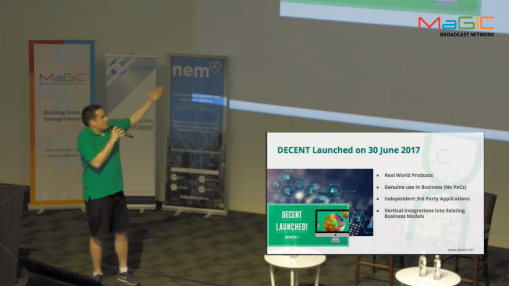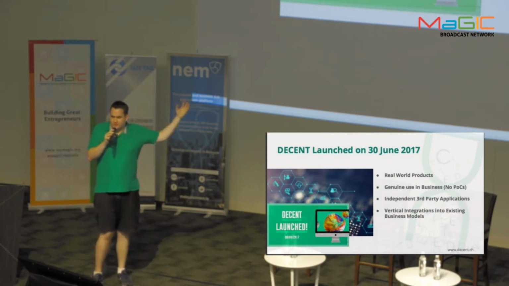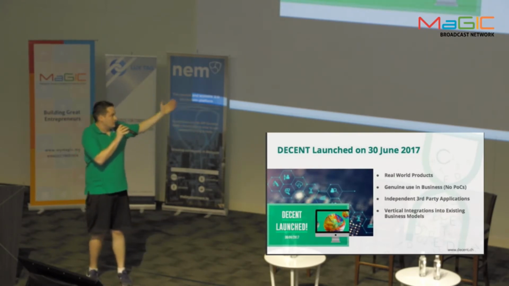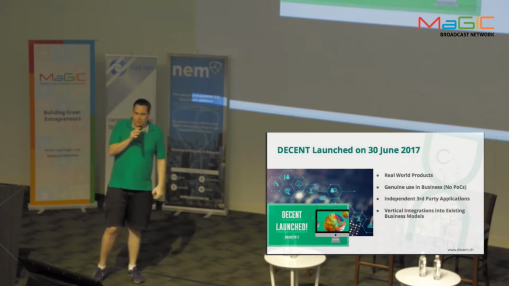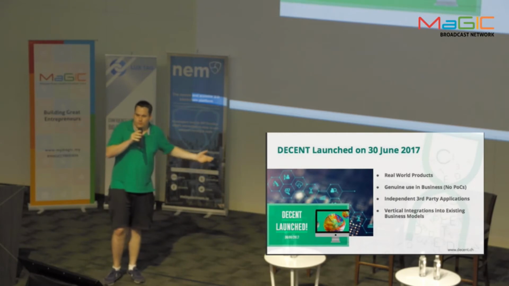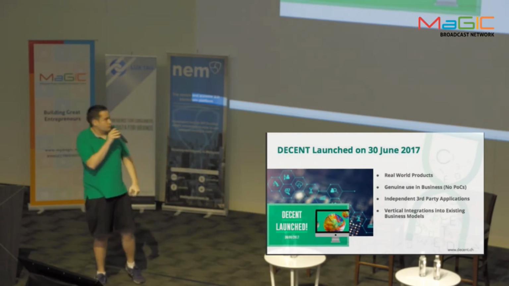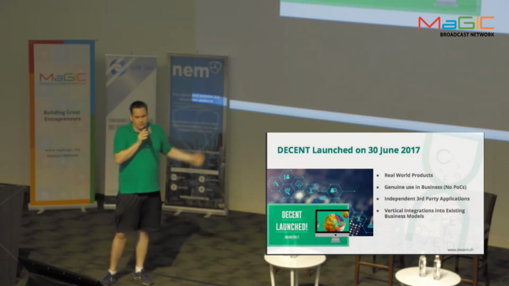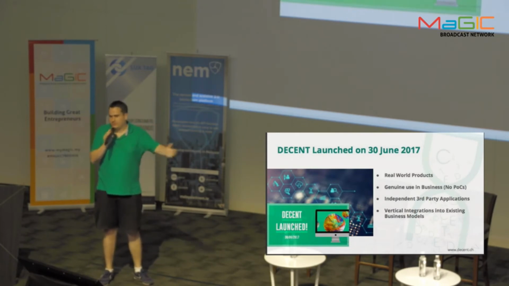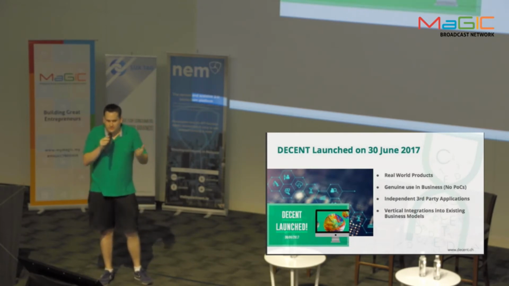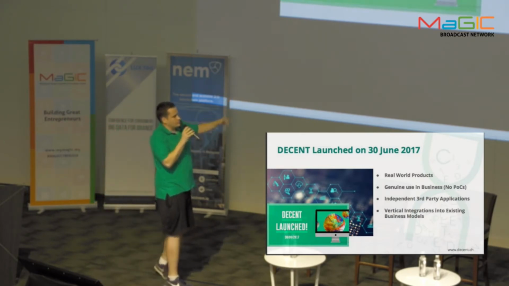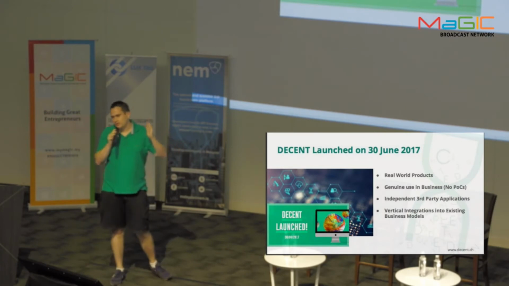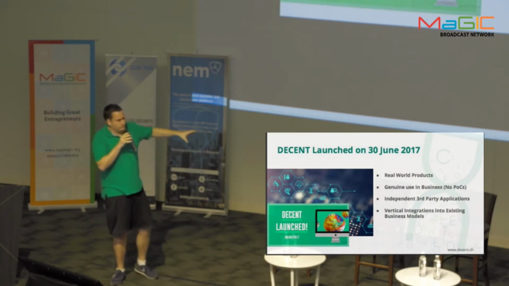So just to sum it up, we launched on 30th of June 2017, we launched a real product. We have genuine use in business. No POCs, well, there are of course some POCs, but this is not something we focus on. We have independent third-party applications. There are a lot of people building stuff even without telling us, but if someone tells us, Matej, I need this, we can help them. And we have some vertical integration into existing business models, some in energy, and this is basically at POC level.